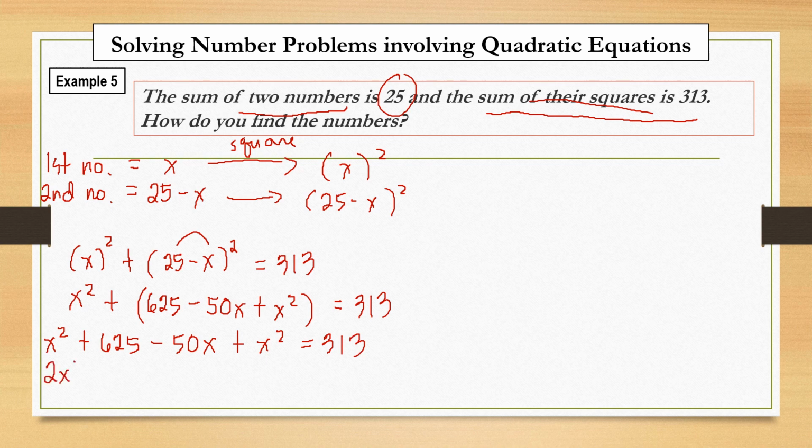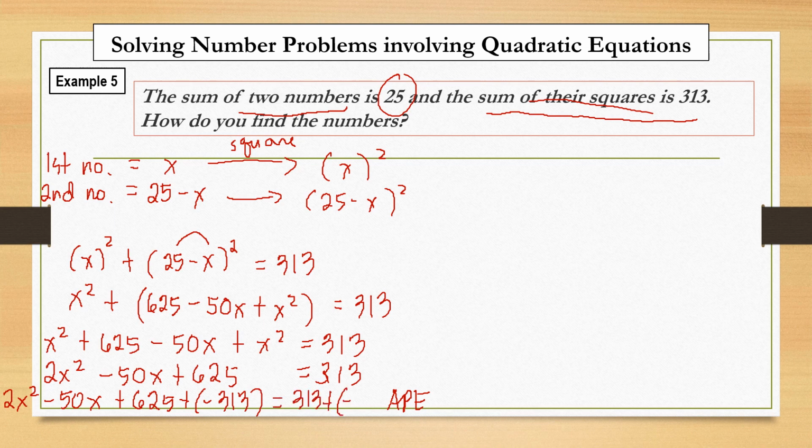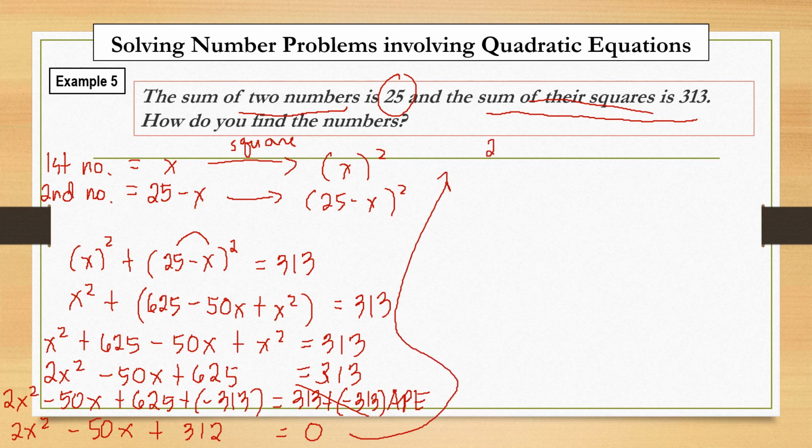Combine like terms, we have 2x squared minus 50x plus 625 is equal to 313. Apply addition property of equality. We have 2x squared minus 50x plus 625 plus negative 313 is equal to 313 plus negative 313. So here we have 2x squared minus 50x. Now what is 625 plus negative 313? That is equal to 312. Let's continue here. We have 2x squared minus 50x plus 312.